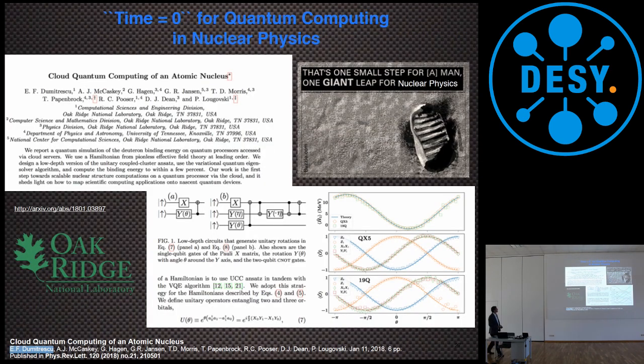In nuclear physics, we had an equivalent time-equals-zero event, if you like, last year. This was the work by the Oak Ridge team. They took the effective nuclear potentials that allow you to generate light nuclei, including the deuteron. They partitioned it up and put it onto a quantum device, and they could actually recover the binding energy of the deuteron within error bars.